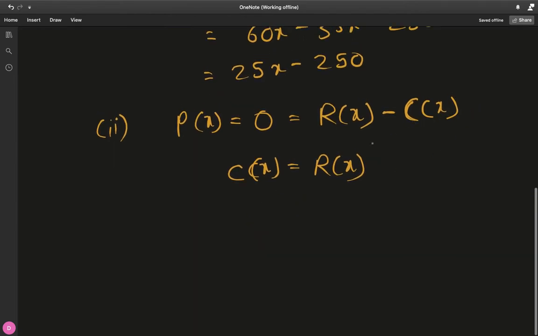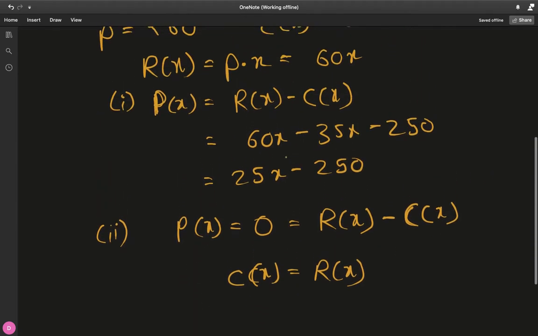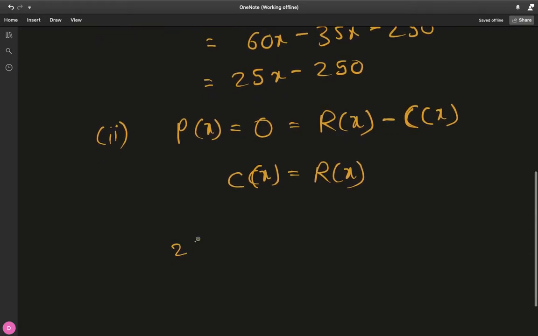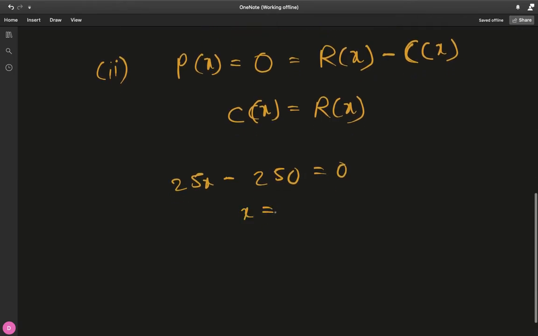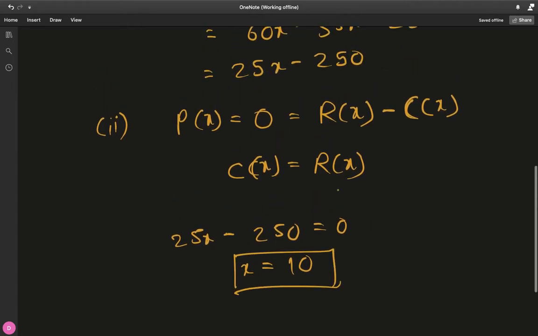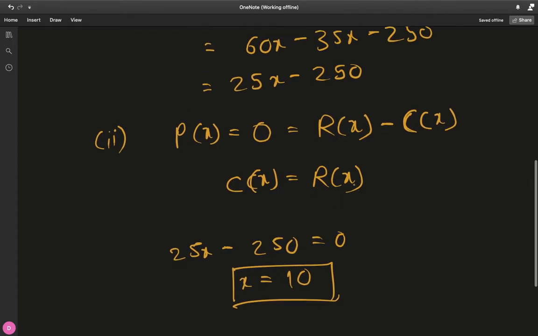So that will mean profit is equal to 0, right? We have profit function as 25x minus 750 being equal to 0. Solve this simple linear equation, and you will obtain x is equal to 30. So when you sell 30 products, that's when you'll overcome the money you lost in production with the money you gained in sales.